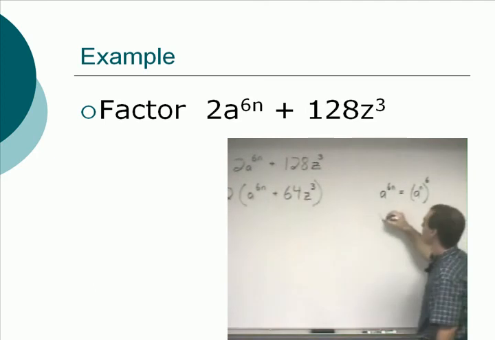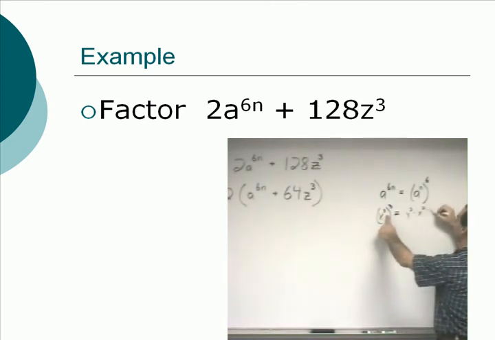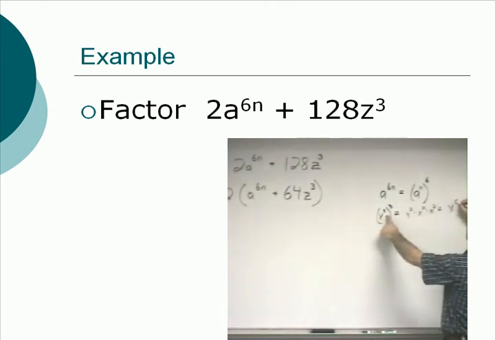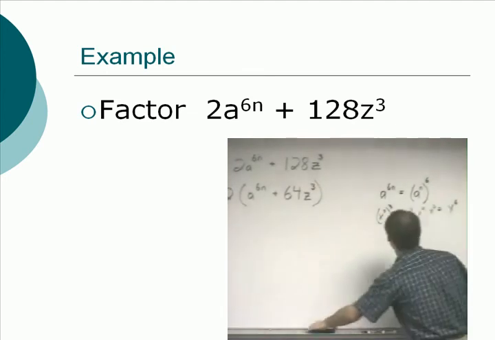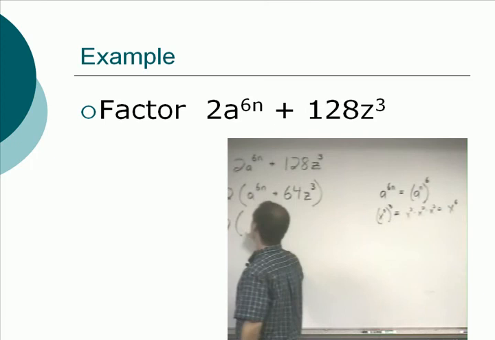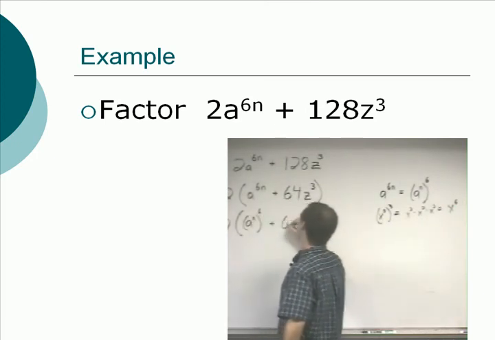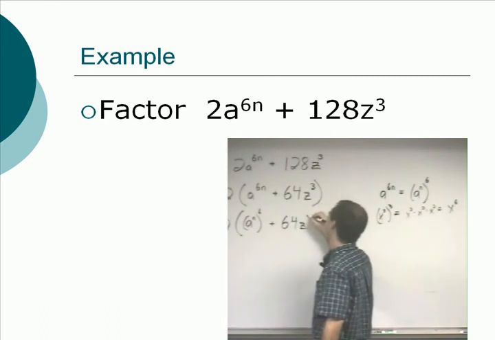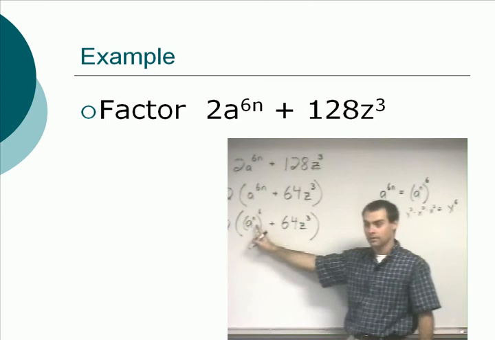Remember, the reason that's true, for example, is if you had x squared to the 3rd power, that's x squared times x squared times x squared, which is x to the 6th. That's the basic principle we're applying. So a to the 6n we can rewrite as a to the n to the 6th. So if we rewrite that, this is the same as 2 times a to the n to the 6th power plus 64z to the 3rd. Now, is that a perfect cube? It is.